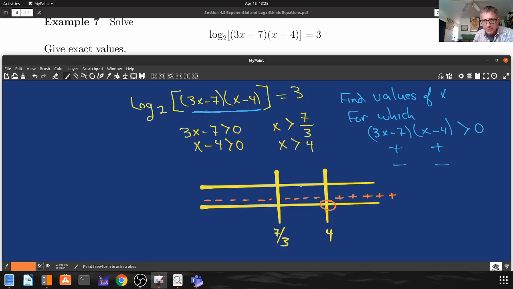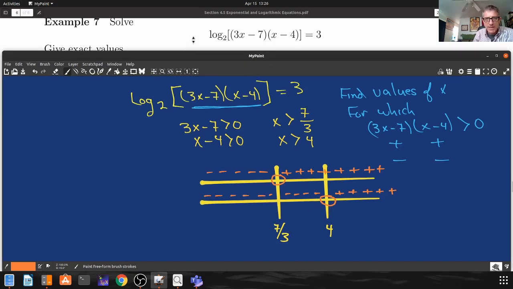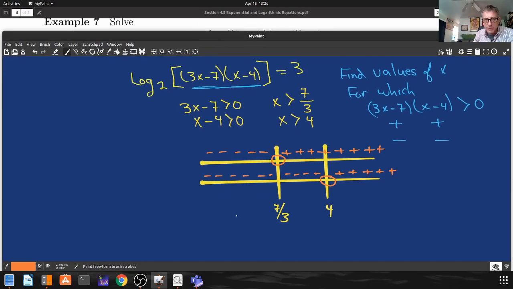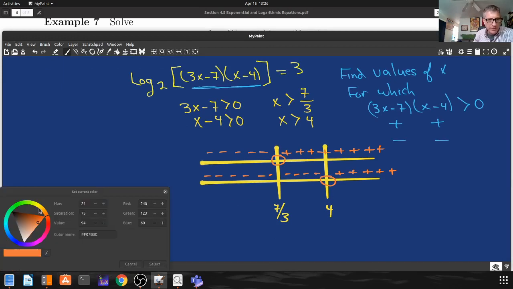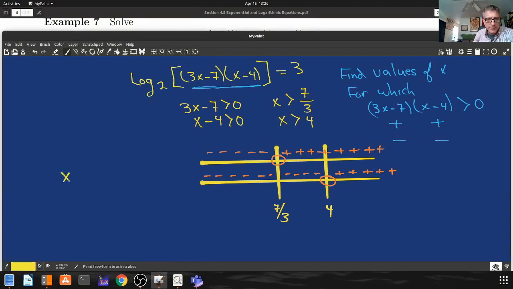Up here, the 7/3, if x is greater than 7/3, then 3x minus 7 is positive. And we don't include that value. And negative here. So what that means is the product of the two is going to be positive if x is less than 7/3 or if x is greater than 4.